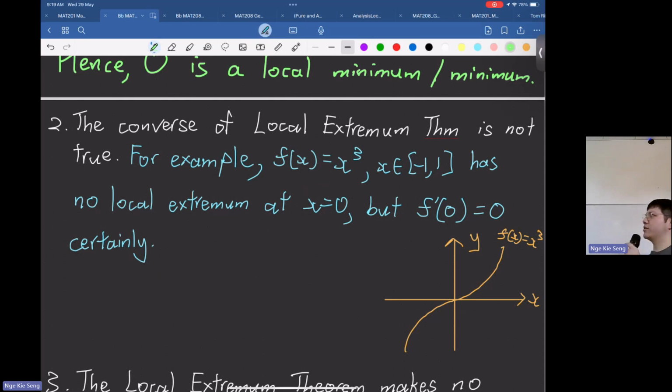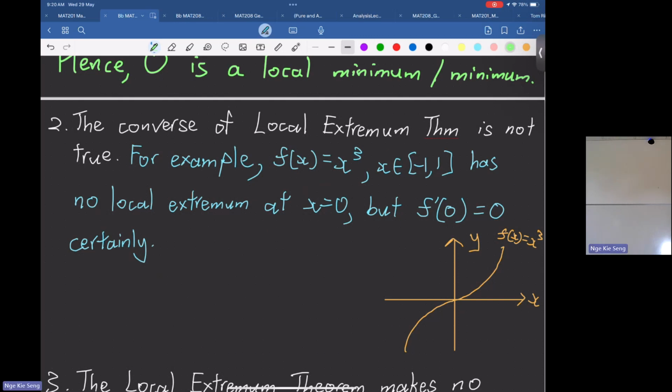But if you look at the function x cubed, if you compute the first derivative at 0, what do you get? What's the first derivative of x cubed? 3x squared. So if you evaluate at 0, what do you get? 0. So maybe you say, hey, here the first derivative is 0, and maybe there's a local extremum happening here. But no. Why no?